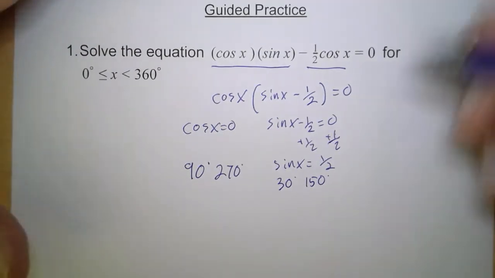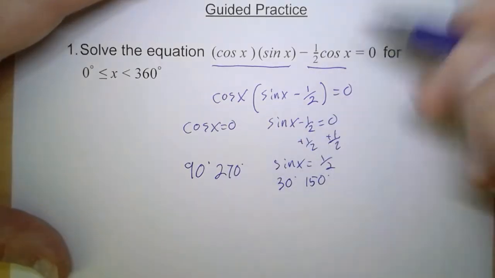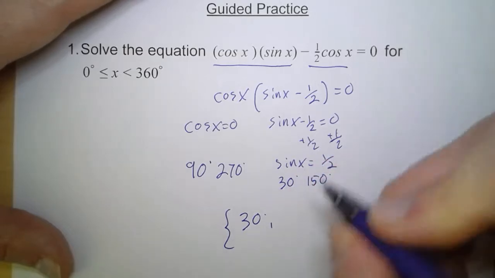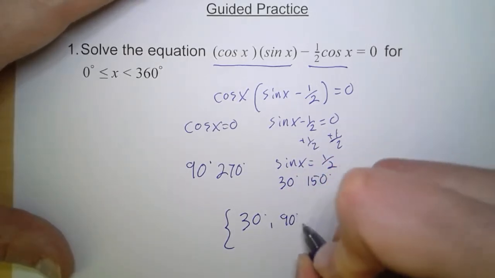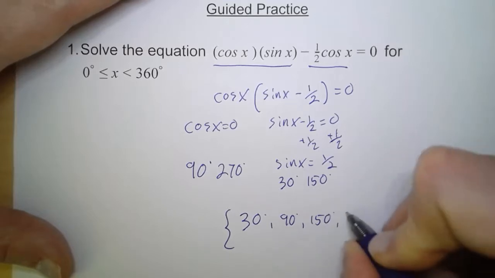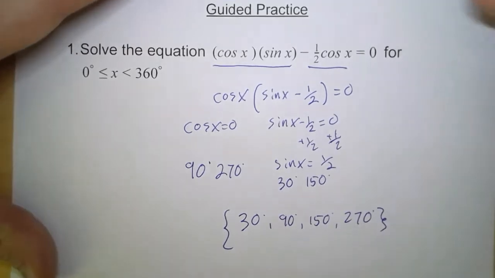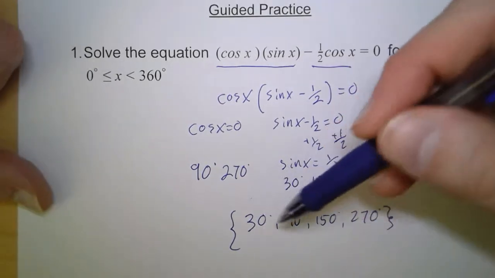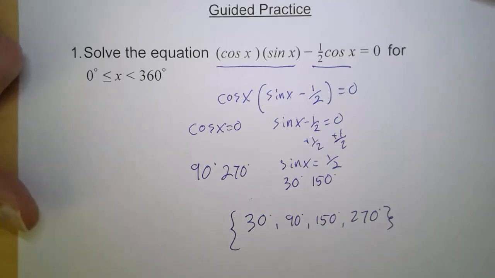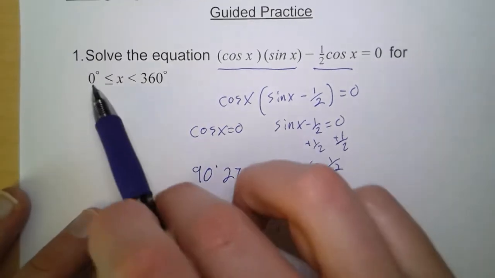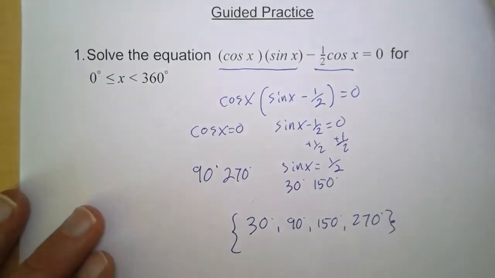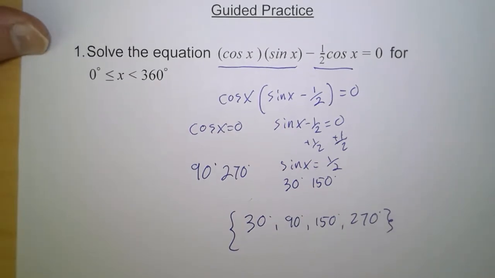Now, oftentimes books will want you to put all your angles together in a single expression, kind of like this. If that's true, then here's how you would write it: 30 degrees, 90 degrees, 150 degrees, 270 degrees, because they want you to put them all in numerical order. So if your teacher or your homework requires you to do that, this is what it would look like. Notice that in this problem, we are using degrees, because the problem says that x is between 0 and 360 degrees. So it's important to make that note.